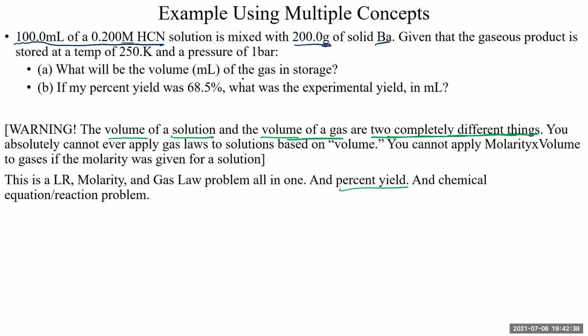So what I'm going to do first is write myself a balanced chemical equation. I'm going to do it right here to save some space, even though I have some space on the next page. So hydrocyanic acid, or hydrogen cyanide, it's a solution, so I'm going to write this as aqueous. It's being reacted with barium, solid barium. So hopefully you remember what kind of reaction involves a solid metal reacting with an acid. That's right, it's a single displacement reaction.